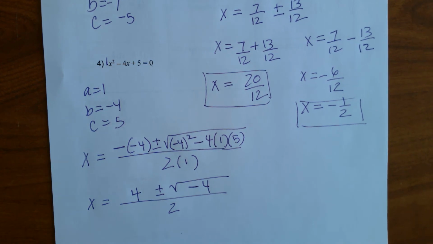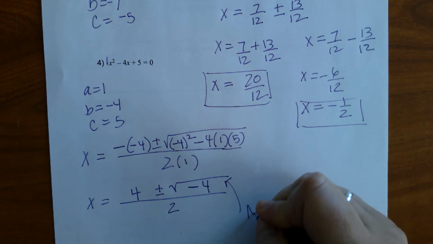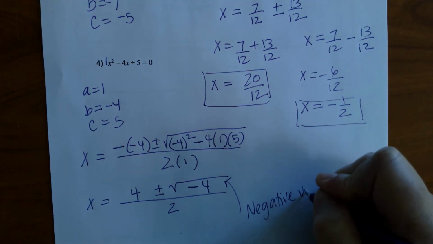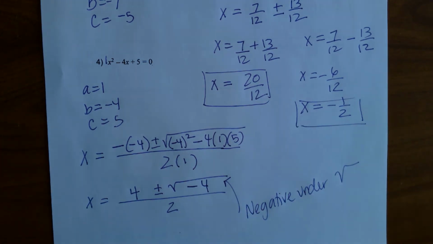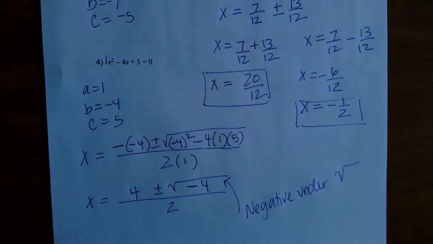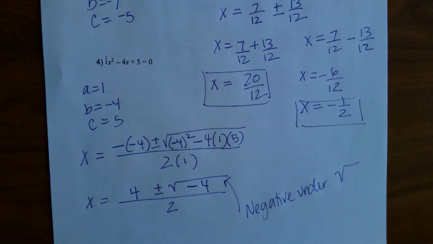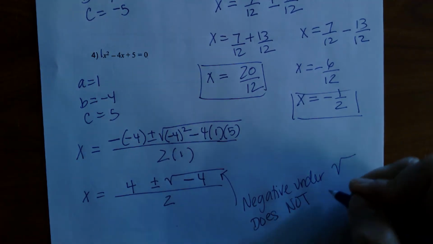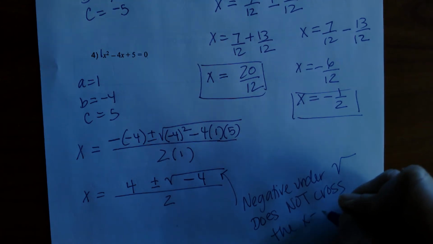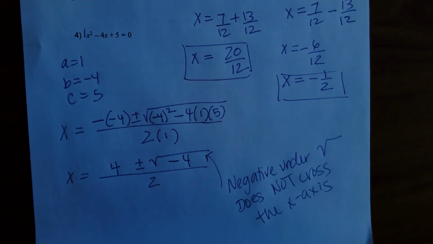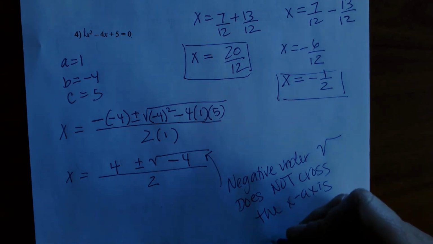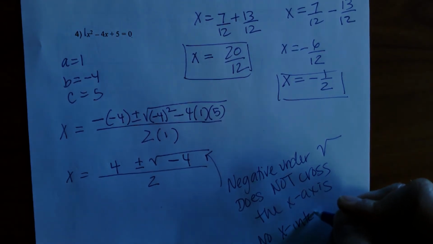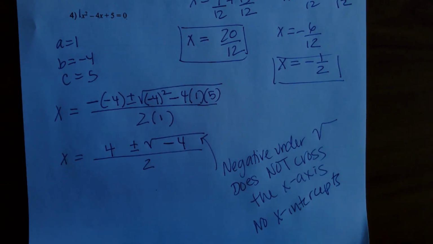Now I know you can take the square root of 4, but here's the thing. This is a negative under a square root. This is actually an imaginary number. Yes, I'm not making that up. It is. Are we going to get into imaginary numbers? No. What I'm going to tell you is this does not cross the x-axis. You can't go anywhere. It doesn't cross the x-axis. So no x-intercepts. Do we write that? Yes, that's exactly what you write down.